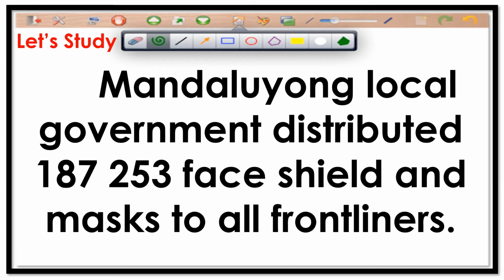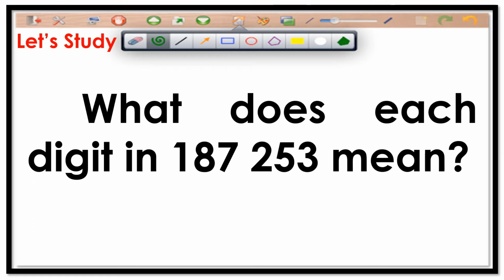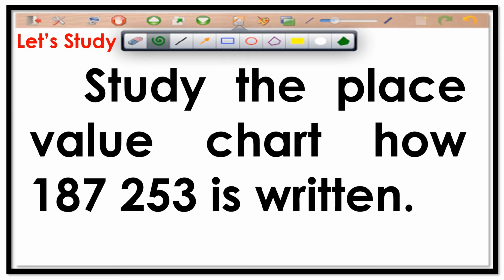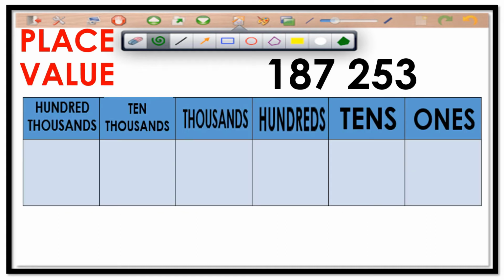Mandaluyong local government distributed 187,253 face shield and mask to all frontliners. What does each digit in 187,253 mean? So, aalamin natin ngayon kung ano ang place value niya. Gagamitin natin ang place value chart to show how 187,253 is written. Sa tulong ng place value chart, malalaman natin ang place value ng bawat digit.